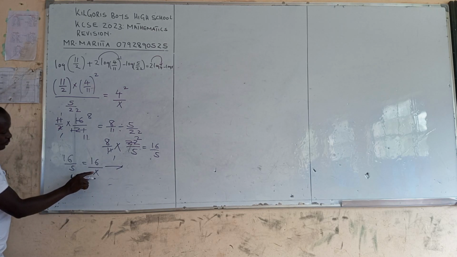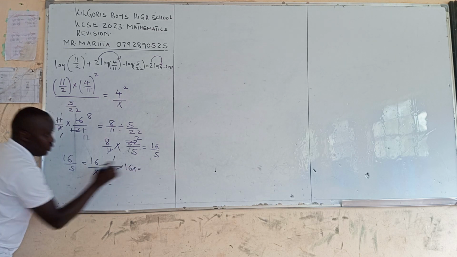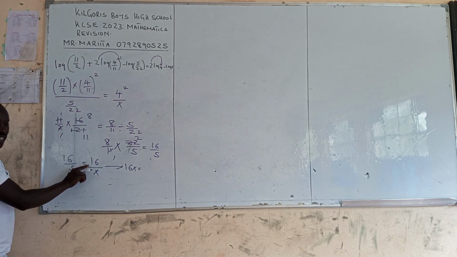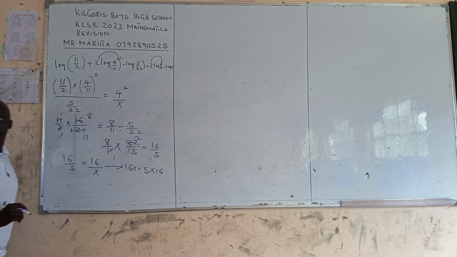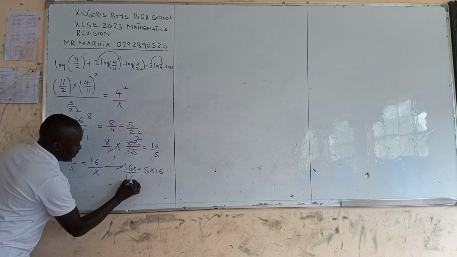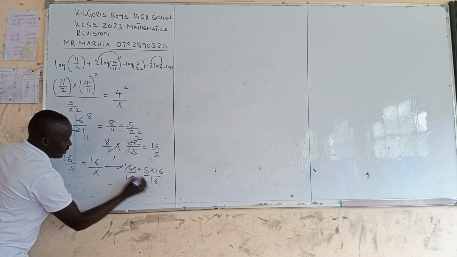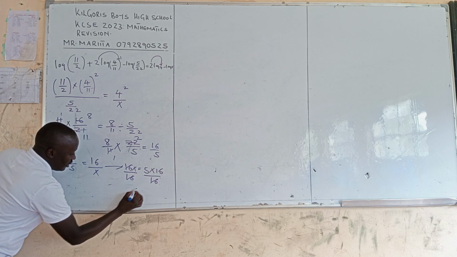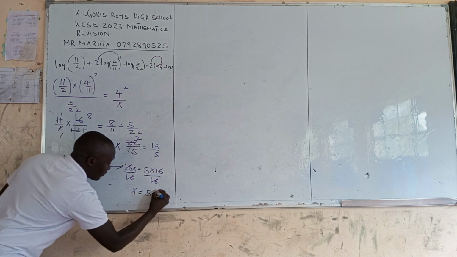So to get the value of x here, we cross multiply. What do we have? x times 16 is 16x, which will be equivalent to 5 times 16. So to get the value of x, you divide this one by 16 and that one by 16, and the value of x is equivalent to 5.